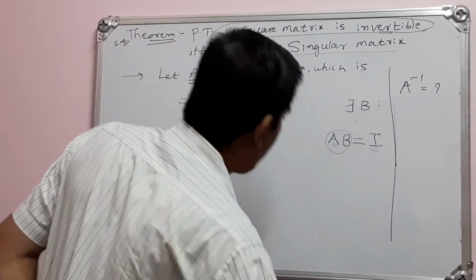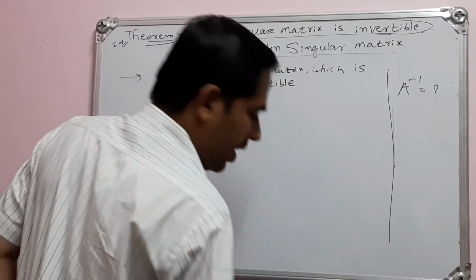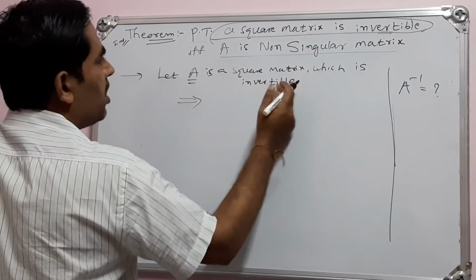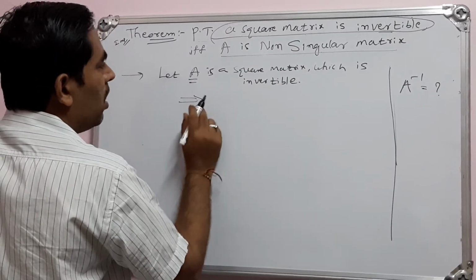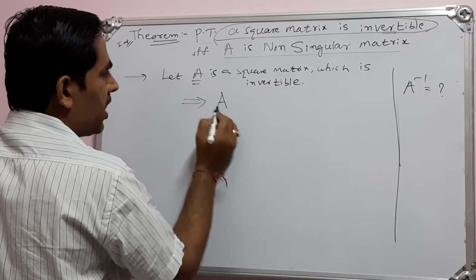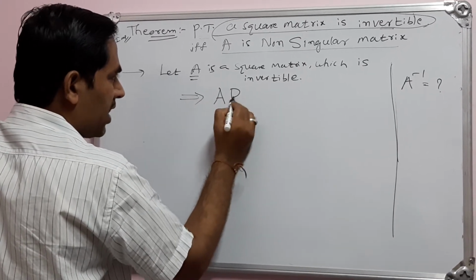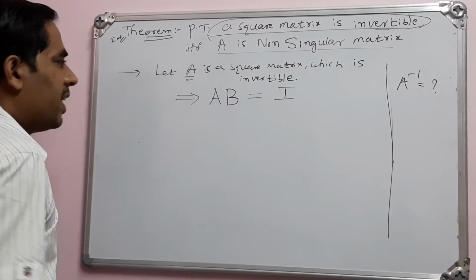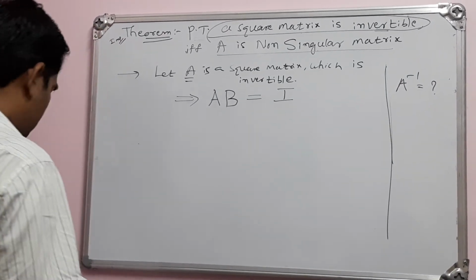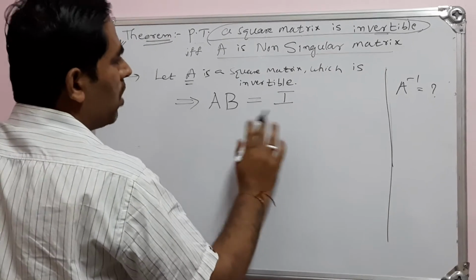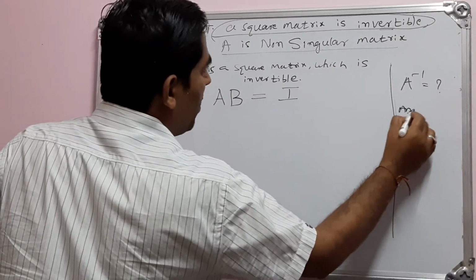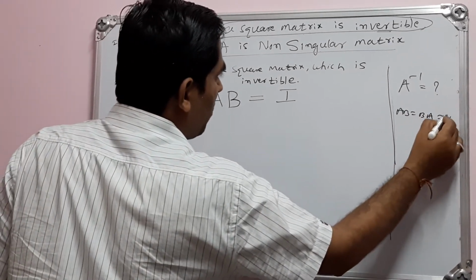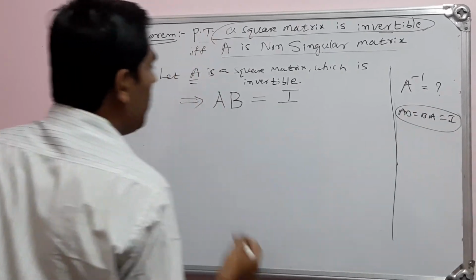So I am going to use that point here. A is a square matrix which is invertible, which means the inverse exists. That means there should exist another matrix B such that A into B should be equal to the identity matrix. So we say that AB is equal to BA, both are equal to the identity matrix.